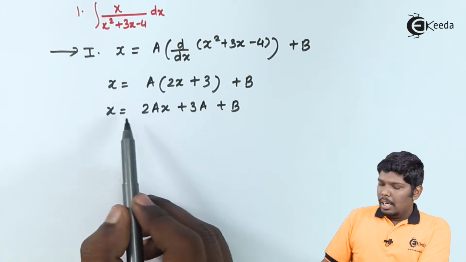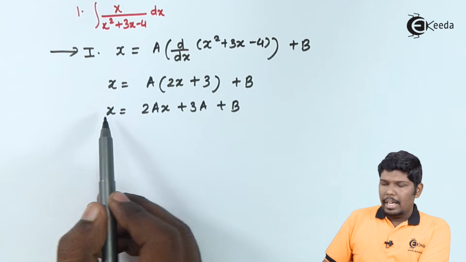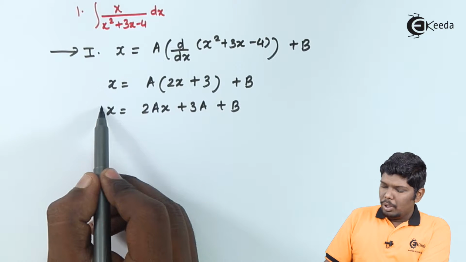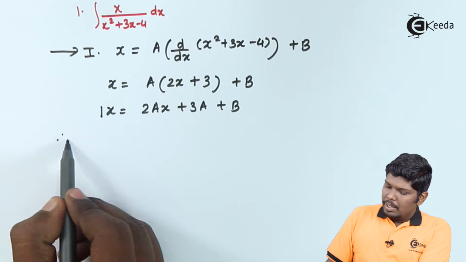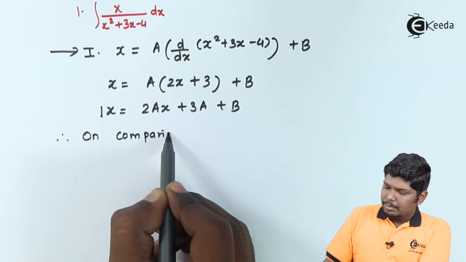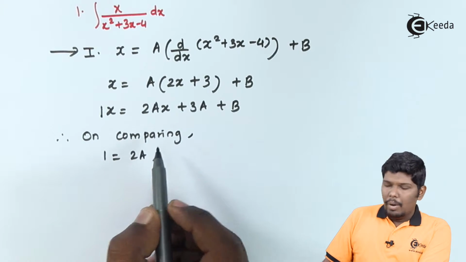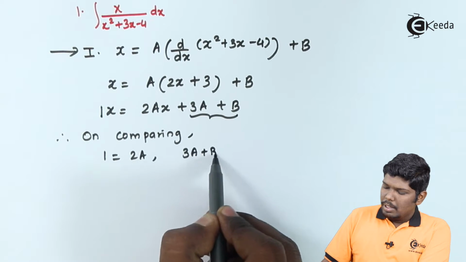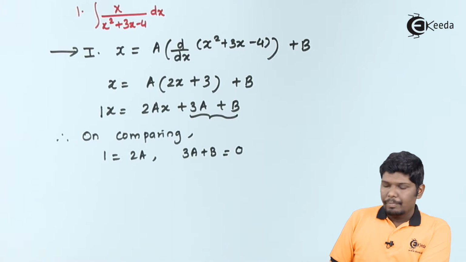Here you can see, if we compare both the sides, there is only single term x present in the left hand side and on the right hand side we have 2ax. Therefore, the coefficient of x here is 1 and here the coefficient of x is 2a. On comparing, we can say 1 is equal to 2a while 3a plus b is a constant part and here constant is absent, therefore we can say it is equal to 0.